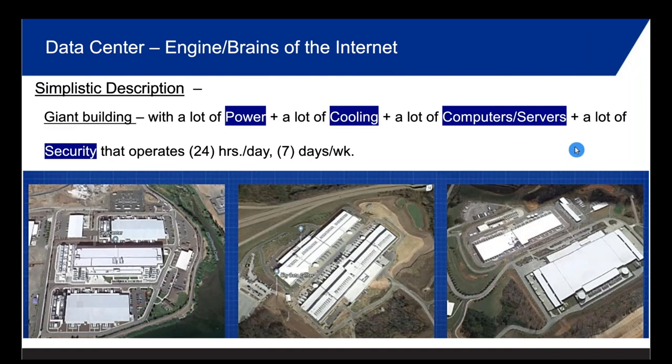We're looking at a data center. Many of you know what a data center is, some of you don't, but in the simplest form, it's a giant building. It has a lot of power, which generates a lot of heat. It has a lot of cooling. It has a lot of computers and servers and a lot of security. And the key thing, it's supposed to operate 24 hours a day, 7 days a week. Here are some pictures of different data center companies across the world and their campuses. So just to get you in the mood, that's what we're going to talk about.